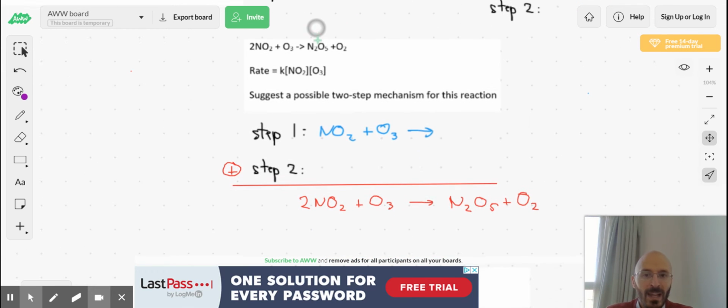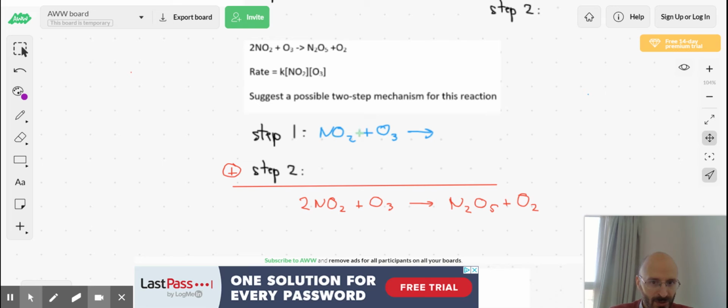So when we add up step 1 and step 2, so all the reactants of step 1, all the products of step 2, then you will get the balanced equation. But we can see that we have 2 moles of NO2 in the balanced equation. At the moment, we only have 1 mole of NO2. So then the second mole of NO2 must come from step 2.